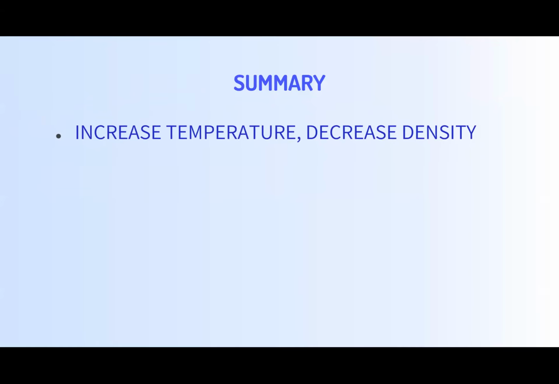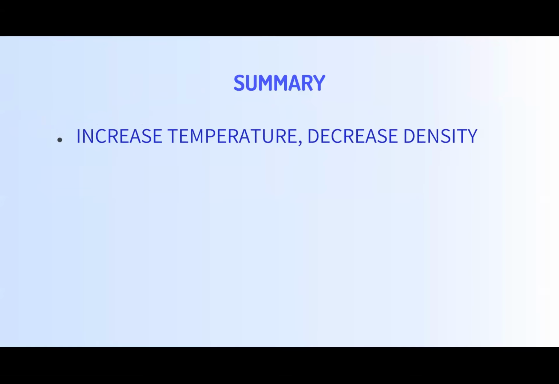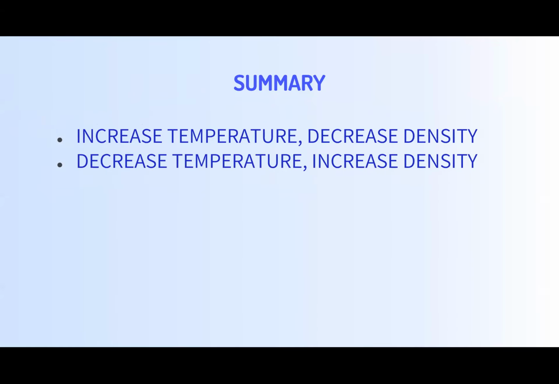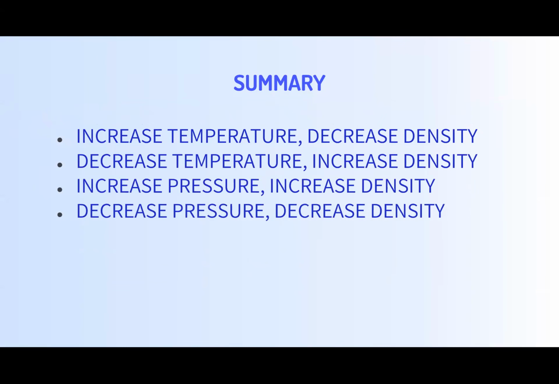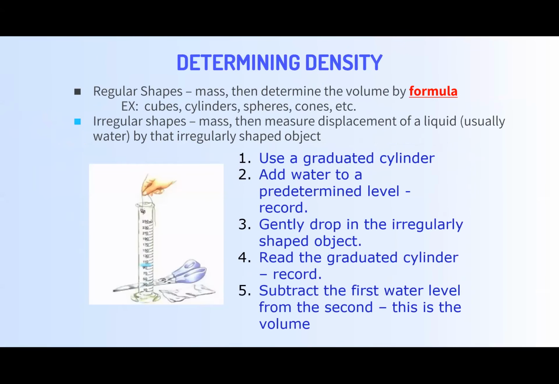All right. So in summary, increased temperature, decreased density. Decreased temperature, increased density. Increased pressure, increased density. And decreased pressure, decreased density. So how do we determine the density? For regular shapes, we find the volume by formula: cube, cylinder, sphere, cone, etc.